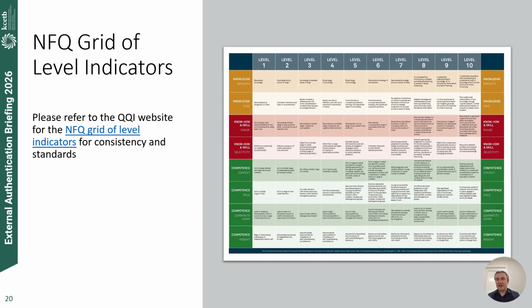You're all familiar with the NFQ grid of level indicators. I have it linked in the document as well, as it's hard to see on the screen. But it's a good indicator of the standard of work and a means to check that the learners provided evidence that meets the standard of that level. So you'll be looking at, does the evidence you observe show the required knowledge, skills and competencies as reflective of that level of the programme module.